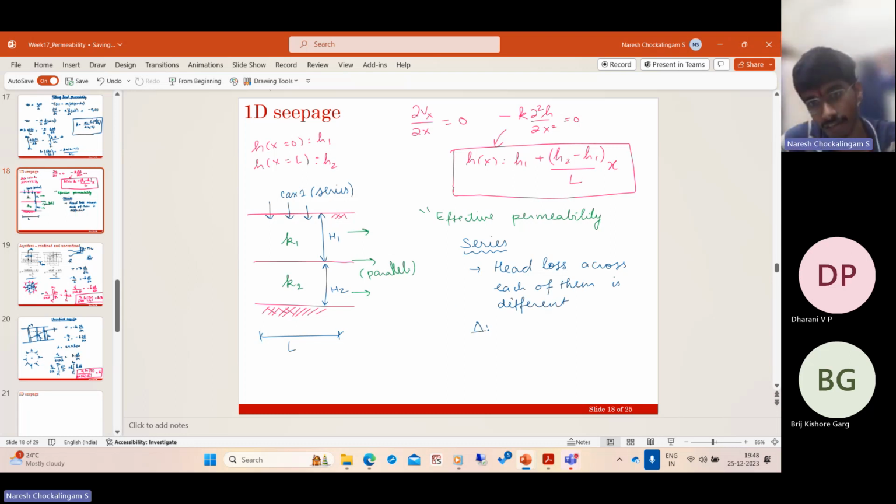So the total head loss across the two soils is nothing but the loss across the first soil plus the loss across the second soil. And the total flow is the same. Q is equal to Q1 equal to Q2.